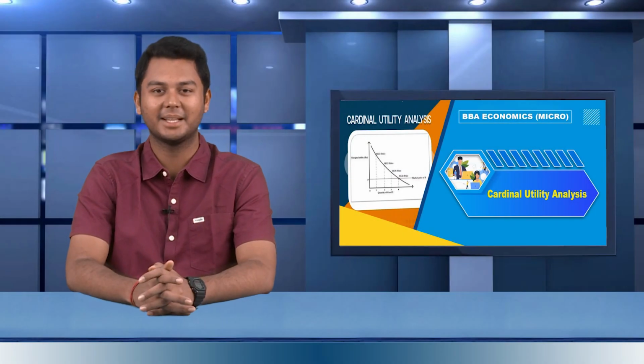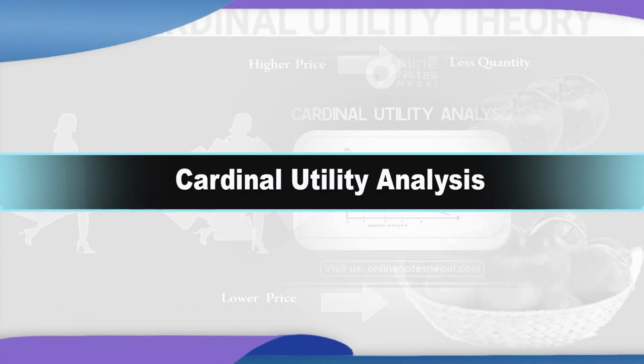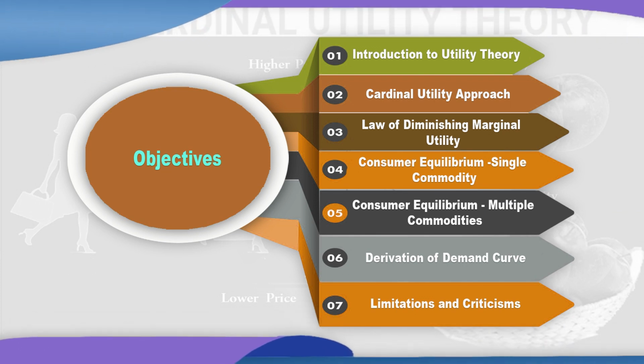Hello students, my name is Ishan Shonalekar and today we will be discussing cardinal utility analysis. Let us start with the objectives of this session. First we understand the introduction to utility theory. Then we establish the cardinal utility approach. Further we look at the law of diminishing marginal utility. We look at consumers' equilibrium for a single commodity, consumers' equilibrium for multiple commodities, and the derivation of the demand curve before ending the session with limitations and criticisms.